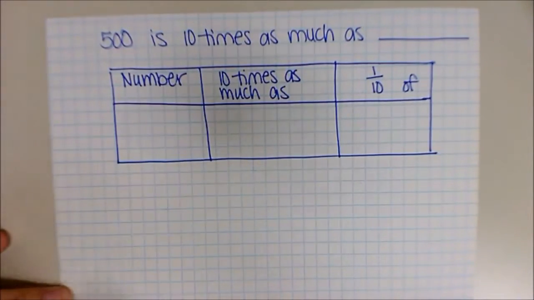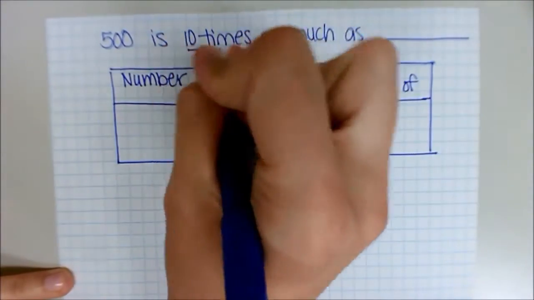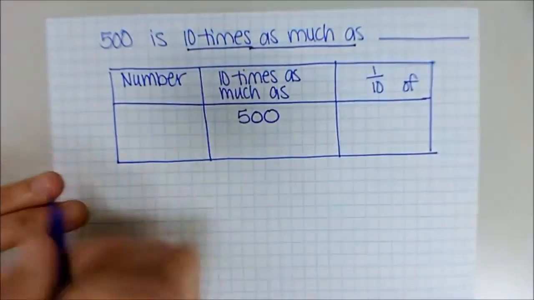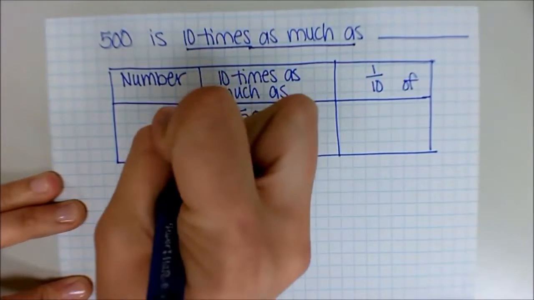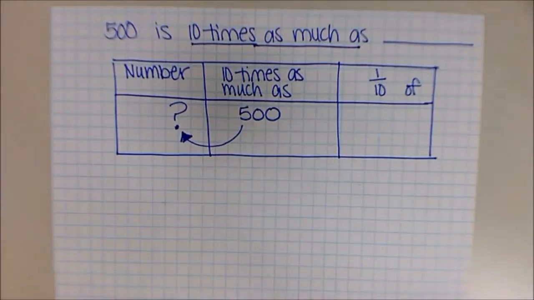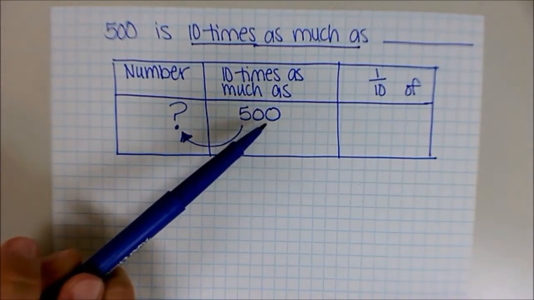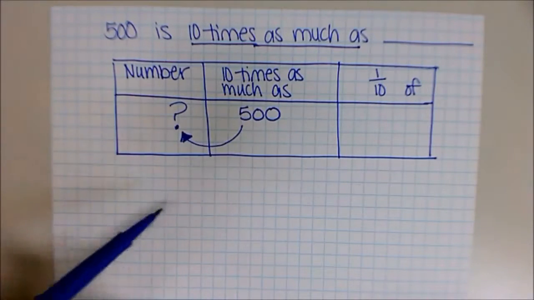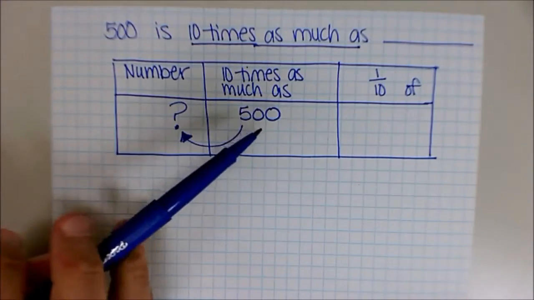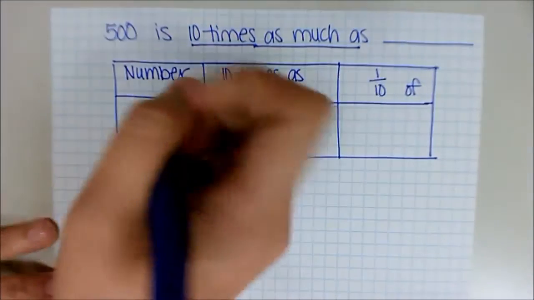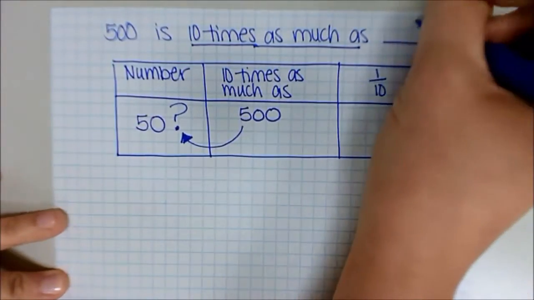So what I'm going to do for this problem is I'm going to write the number 500, like the phrase says, 10 times as much as, and I'm trying to think now, what number did I start with? What was the original number that came from? So when I added a place value to the original number to make it 500, now I need to do the opposite to go back to the original number. So the opposite of adding a place value would be taking away a place value. So if I took away a place value, my original number was 50.